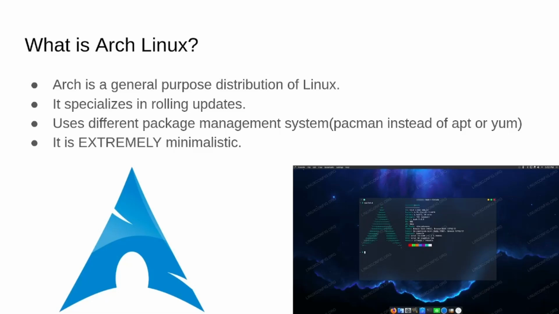It also uses a different package management system. In this case, it uses Pacman, which we will discuss later on, instead of apt or yum. And it is extremely minimalistic. The basic version of Arch literally comes with just the Linux kernel and a few basic packages just to make sure it runs. In fact, Arch Linux is so efficient that it can run on only a few MB of RAM and just about a gigabyte of storage.